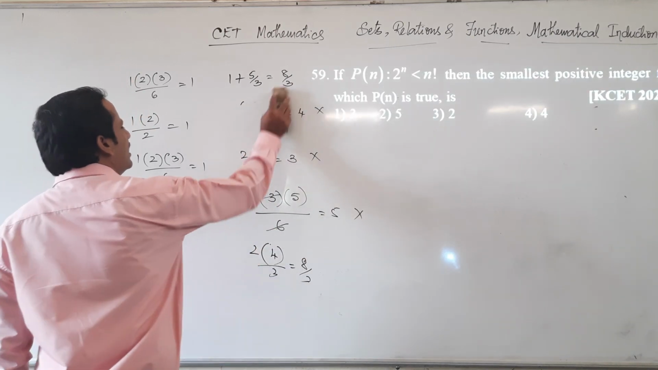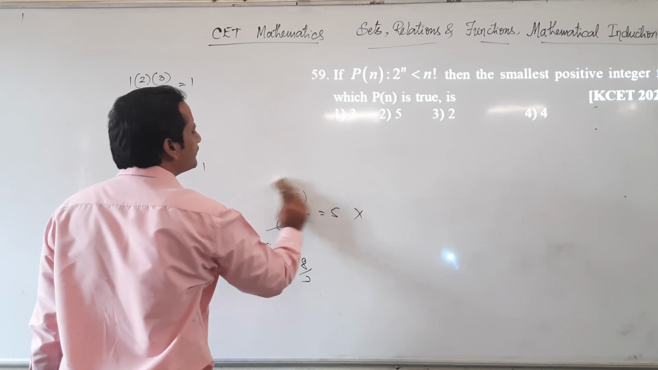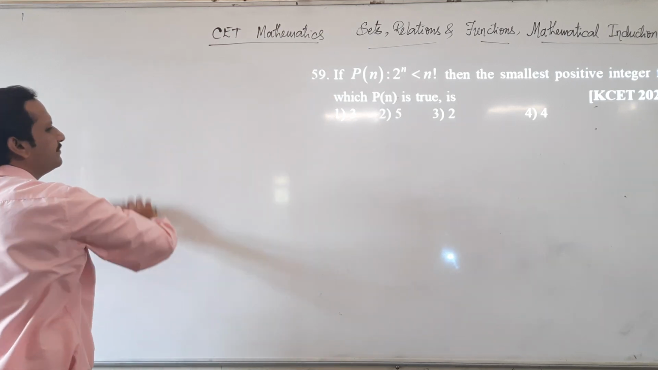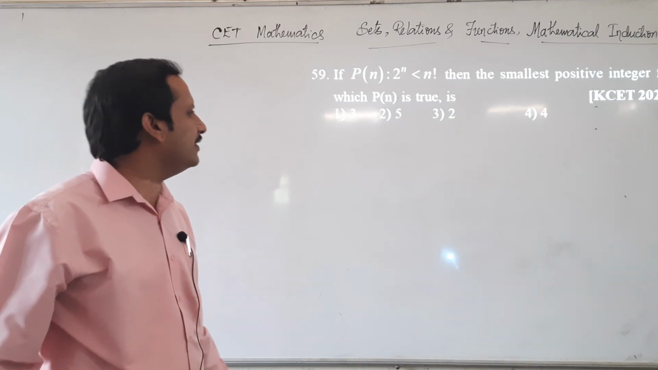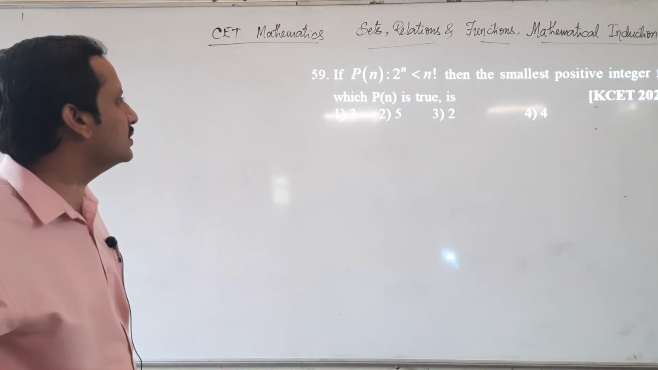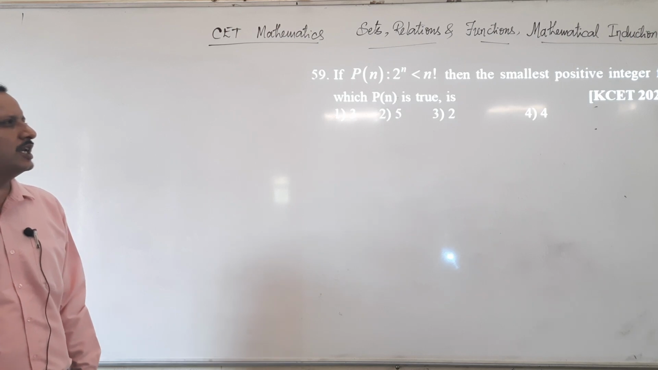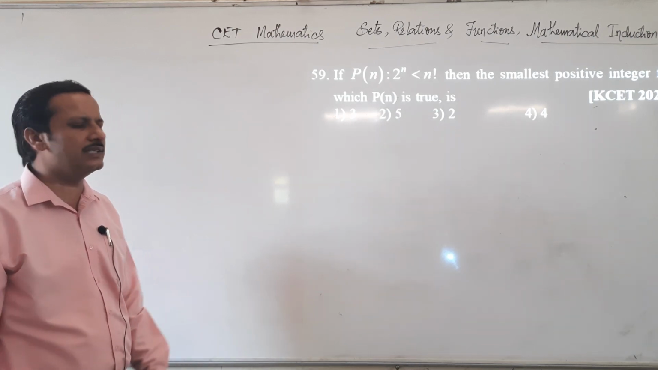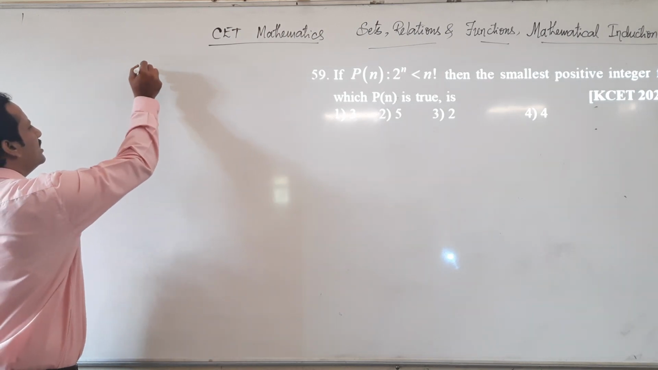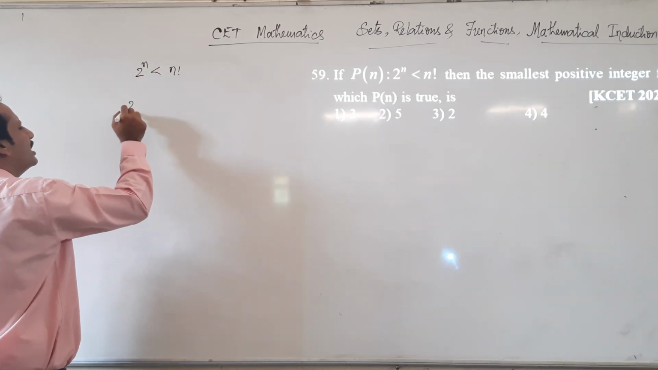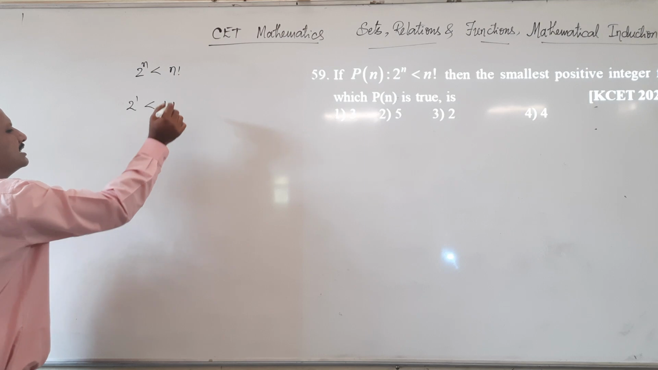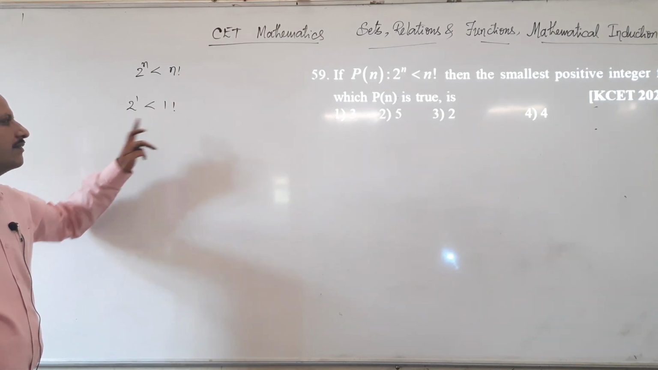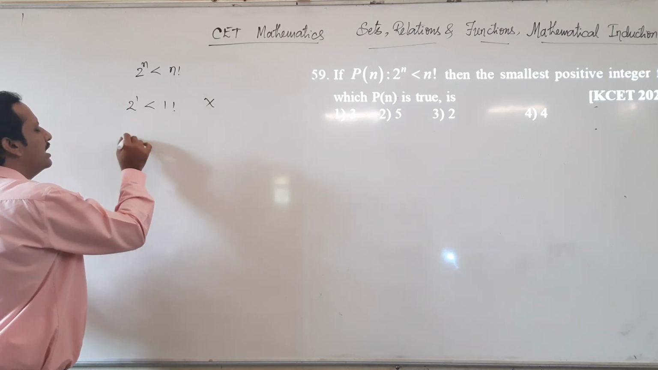59th question. If p of n is 2 power n less than n factorial, then find the smallest positive integer for which p of n is true. Now put values for n, positive integers. So 2 power n should be less than n factorial. Put n equal to 1. 2 power 1 is less than 1 factorial. Is it true? No. Here 2, here 1. So that's not true.